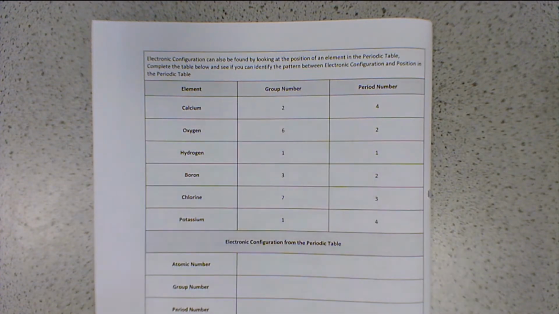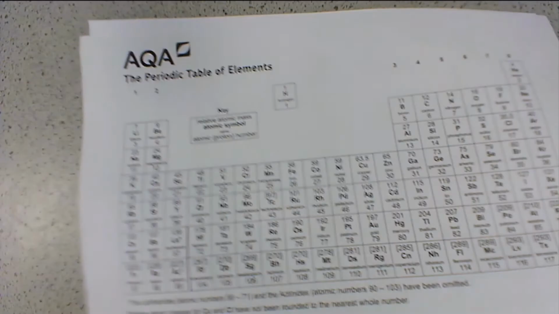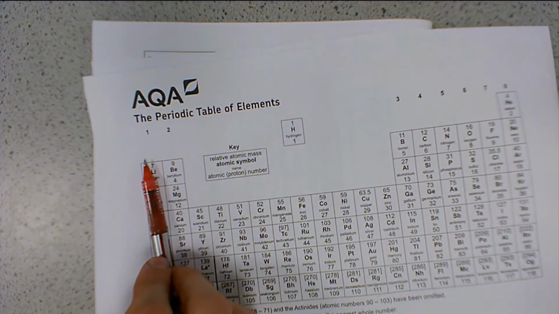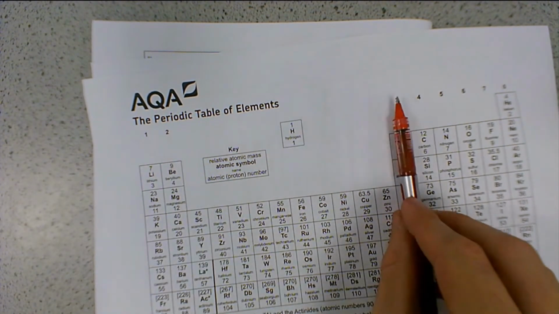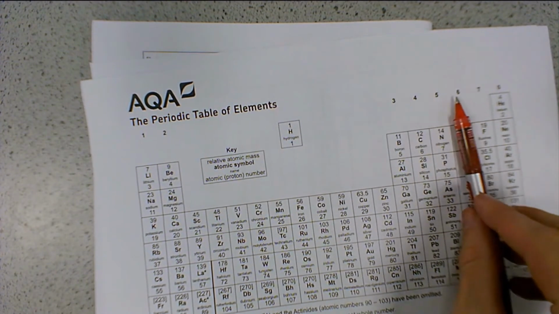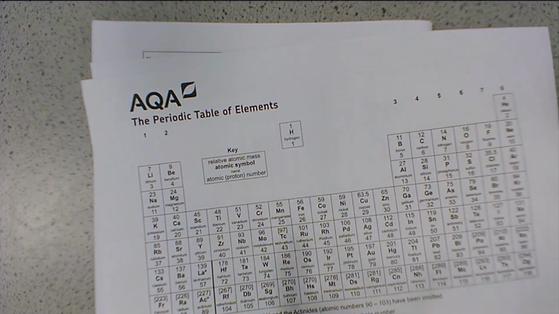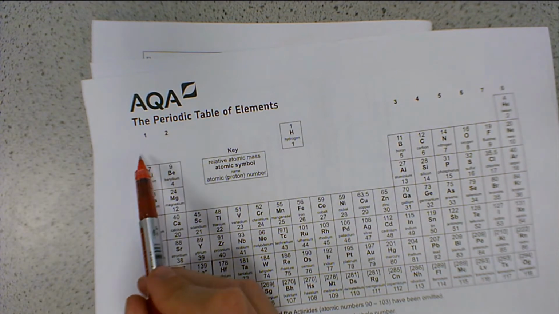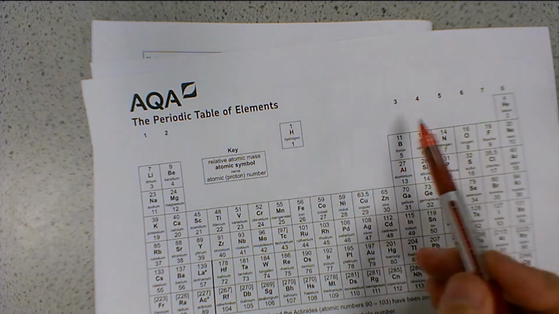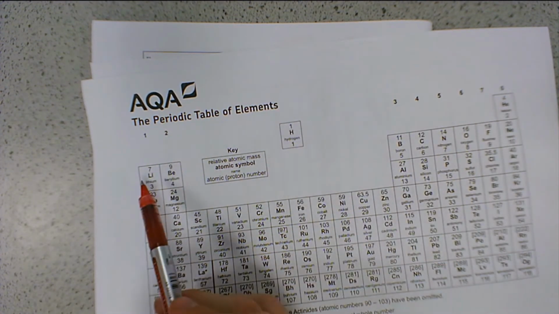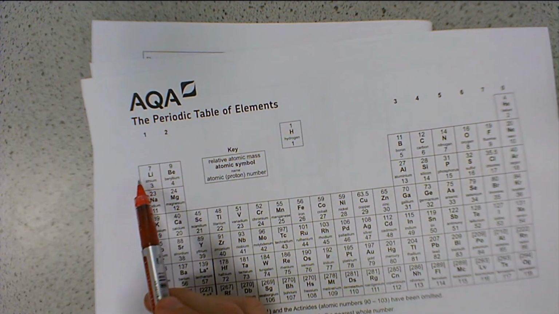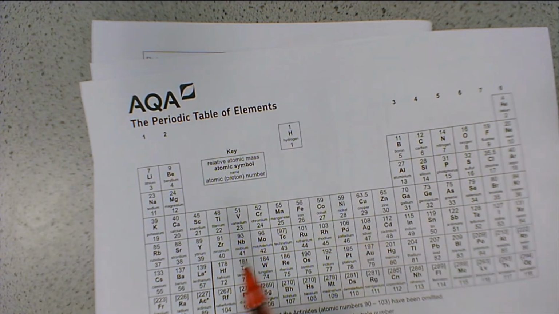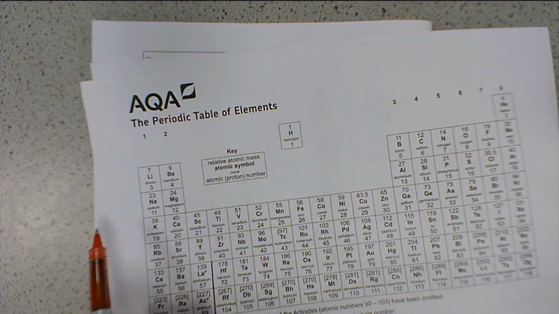So here I have a table showing the group number and period number of some different elements. And just to be clear, the group number is the vertical column. So group 1, group 2, group 3, 4, 5, 6, 7, and group 0. And the periods are the rows. So the hydrogen and helium is the first row, that is period 1. Lithium to neon is period 2, sodium to argon is period 3, and so on. So the rows are periods and the columns are groups.